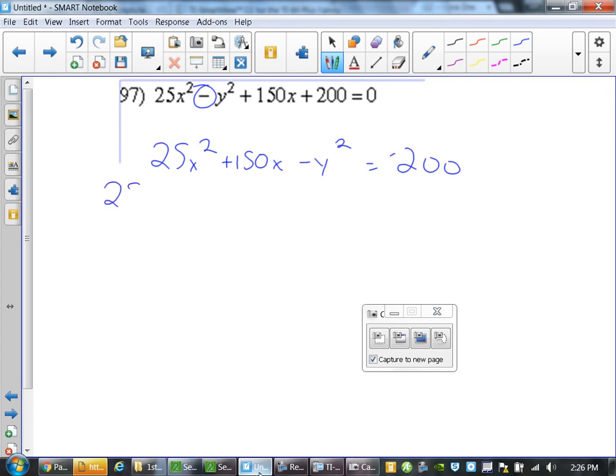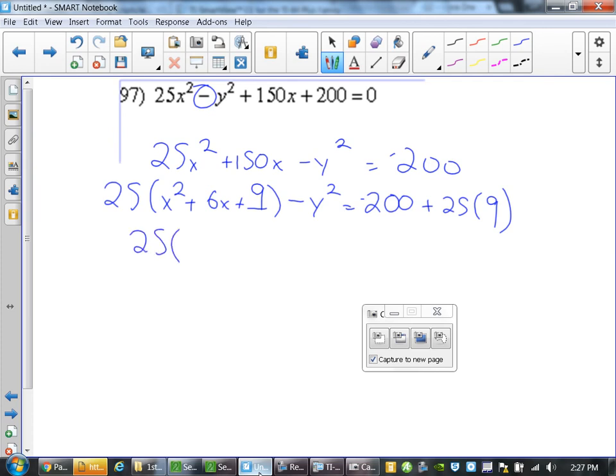Take out the 25. 6. Half of 6 is 3. 3 squared is 9. 9 quarters is how much? Well, 8 quarters is how much? $2. So 9 quarters would be $3.